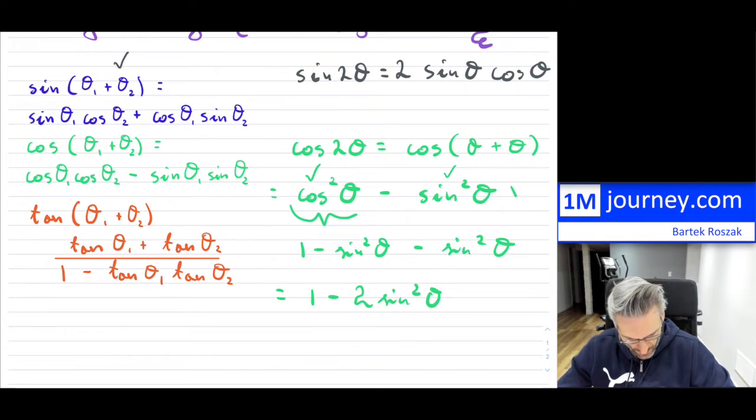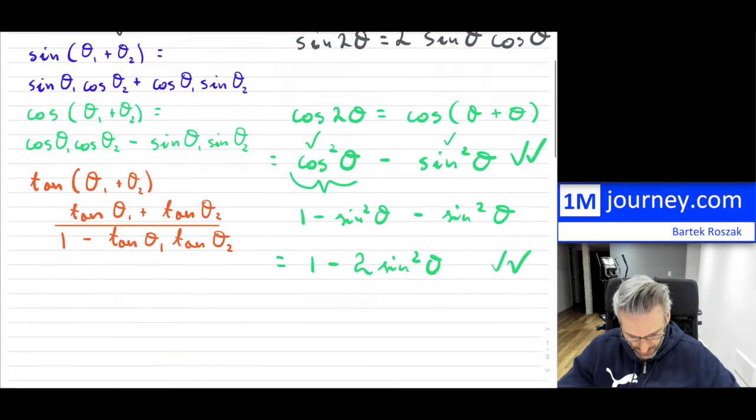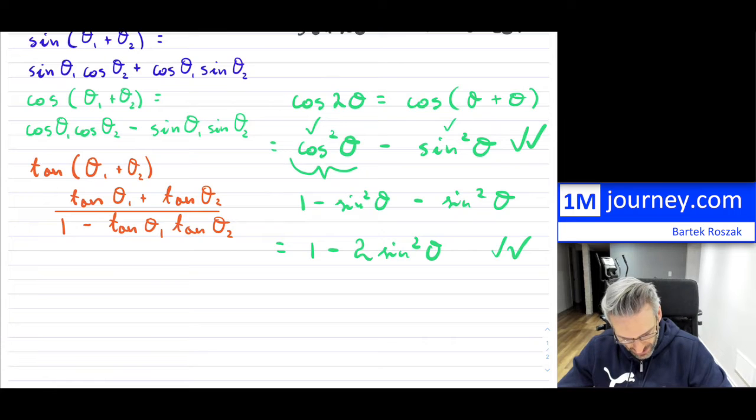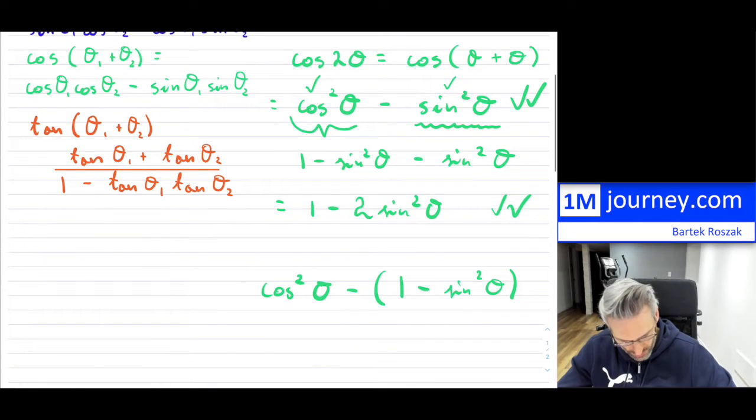So this right here and this right here is equal to cos 2 theta. And again, I can do the opposite. Instead of taking cos squared theta, I can take this right here, sine squared theta. So I'm going to have cos squared theta minus, and then now we have 1 minus sine squared theta, because of the sine squared. So this is 1 minus cos squared theta.